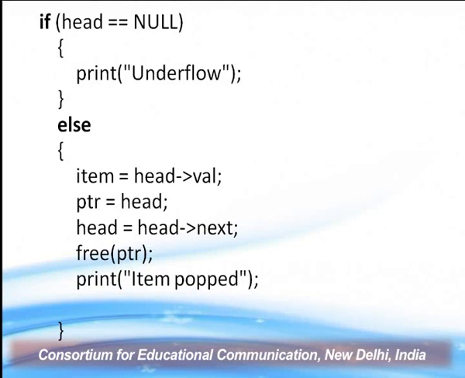Else we will take the data item into a variable item, and then we set PTR equals head, because we don't want to delete the head pointer itself, we want to delete using a temporary pointer. That is why we have taken the value of head into PTR. Now PTR is also pointing towards the top element, and the element contained in the head is stored in the item variable.